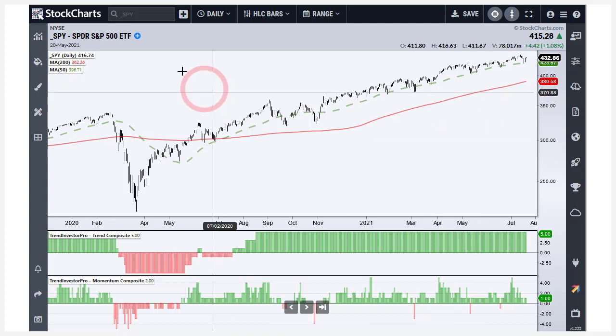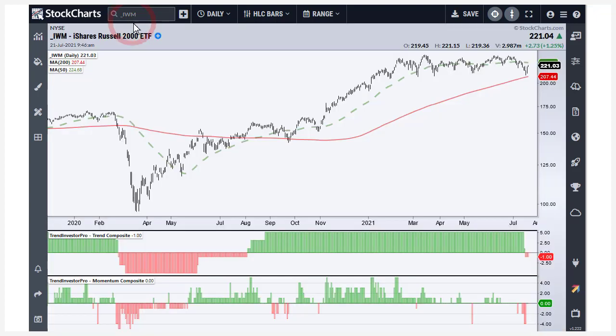So SPY is still firmly bullish, but if we switch to IWM, we're going to see a different picture here. We can see IWM triggered bullish a little bit later in early August. It had a little dip, but then had a huge run from October into that high in March. But it's gone nowhere since March.